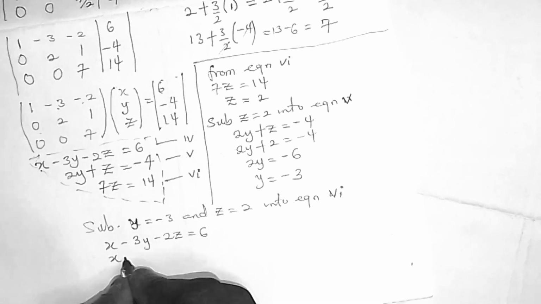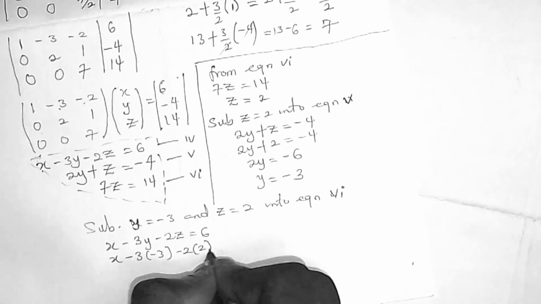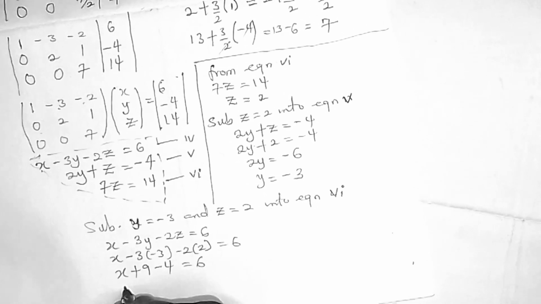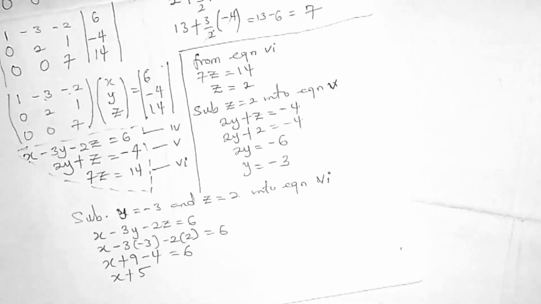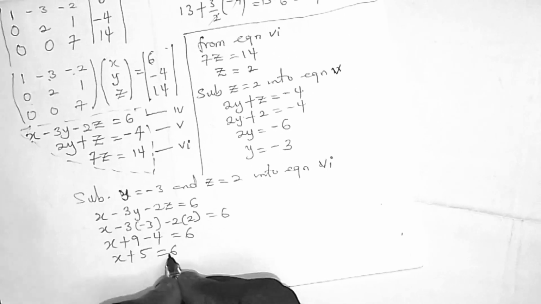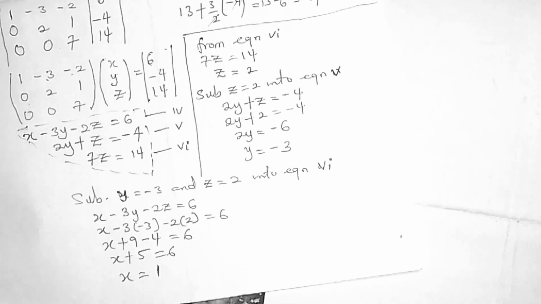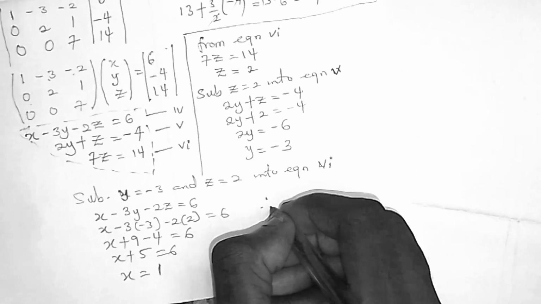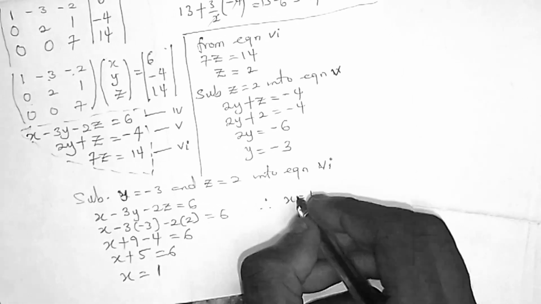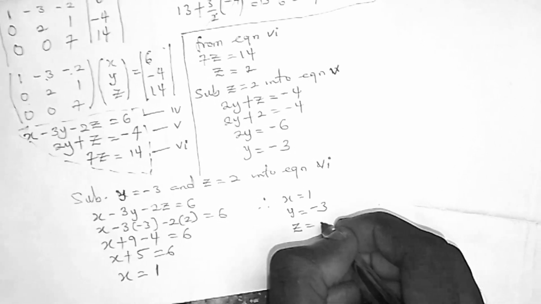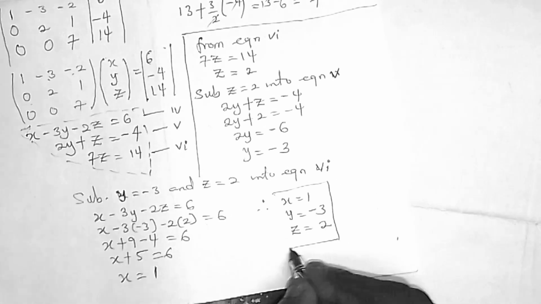And what would that be? X minus 3 into minus 3 minus 2 into 2 equal to what? 6. And we have x plus 9 minus 4 equal to what? 6. And we have x plus 5. X plus 5 equals to what? 6. And now we have x equal to what? 1. Because 6 minus 5 will give you 1. Therefore, our answer is what? X equals what? 1. Y equals what? Minus 3. And z equals what? 2.